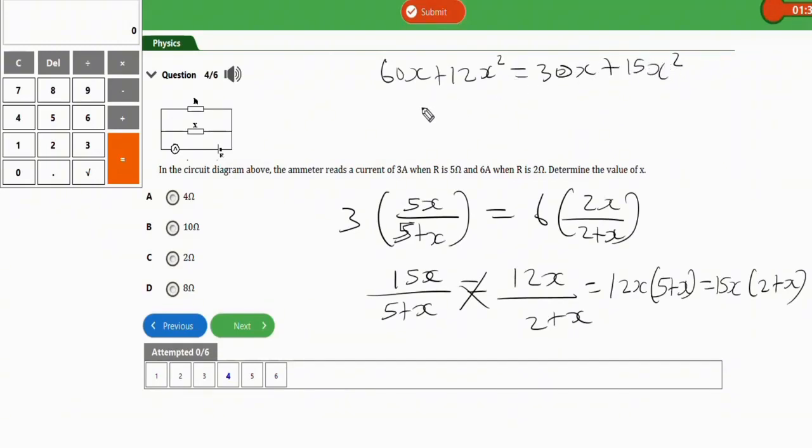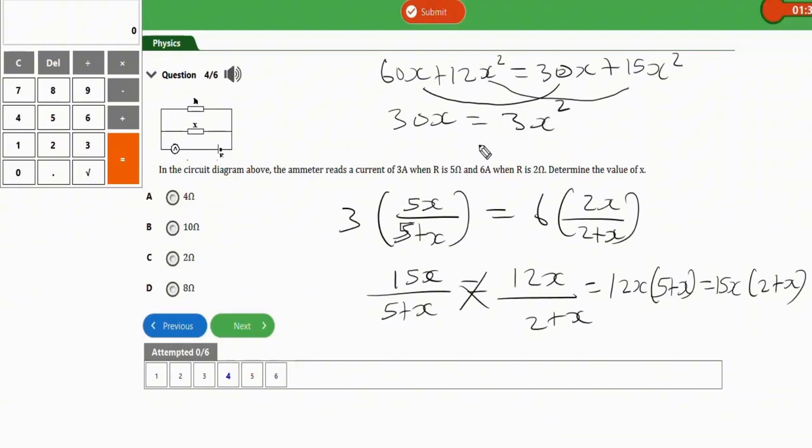Okay, so when you go like that, this will come over to this side and this will go over to this side. So you're going to have 60x minus 30x, 30 crossing over to the negative, you're going to have 30x equals, now we have 15x squared minus 12x, we're going to have 3x squared.